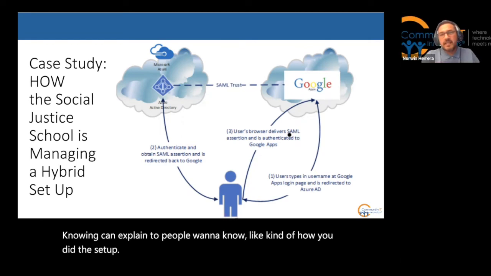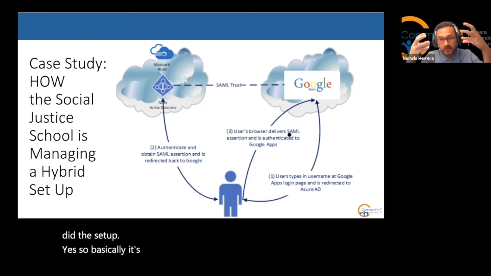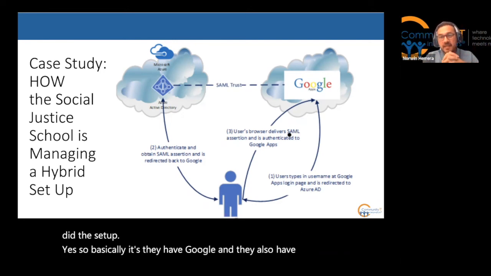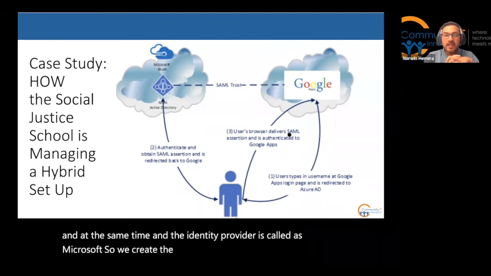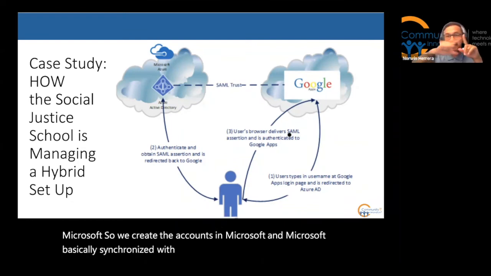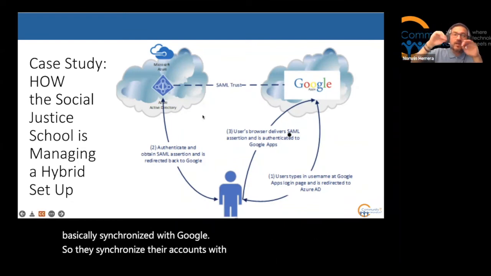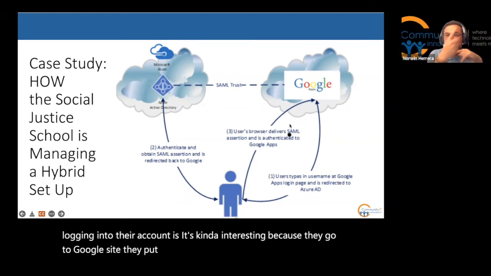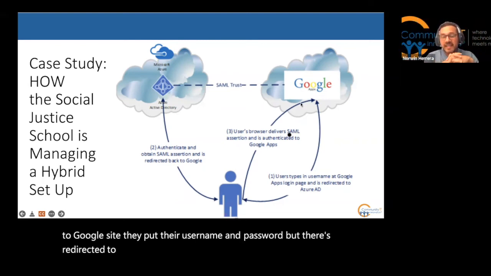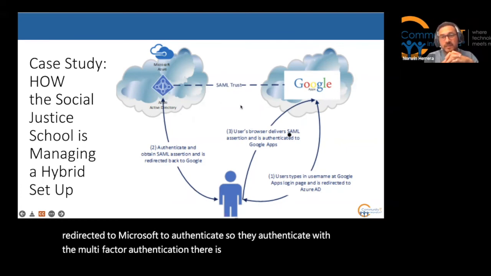Yes, so basically they have Google and they also have Microsoft at the same time, and the identity provider is Microsoft. So we create the accounts in Microsoft, and Microsoft synchronizes with Google. So they synchronize their account with Google. And then to log into their account is kind of interesting, because they go to the Google site, they put their username and password, but it's redirected to Microsoft to authenticate. So they authenticate with multi-factor authentication. There's nobody at the School of Justice without MFA.